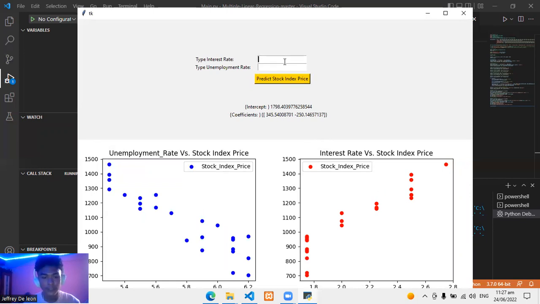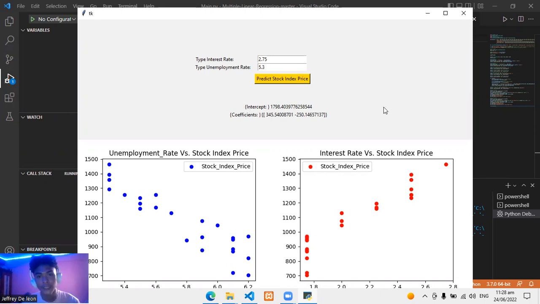So let's have an example by inputting data for our interest rate. For example, 2.75. Then sa unemployment rate is 3. Then click natin itong predict stock index price for us to get the predicted value.